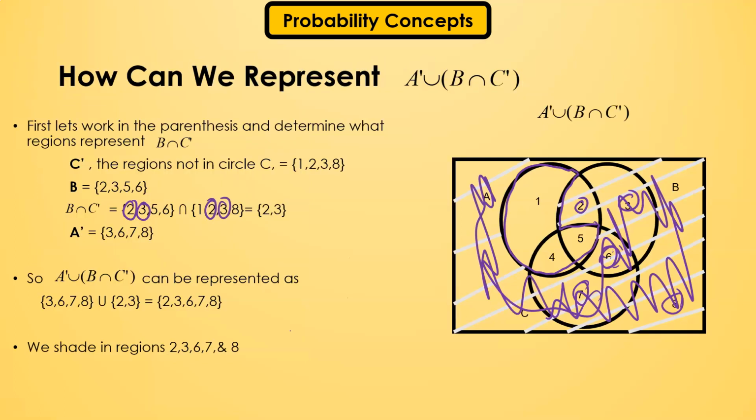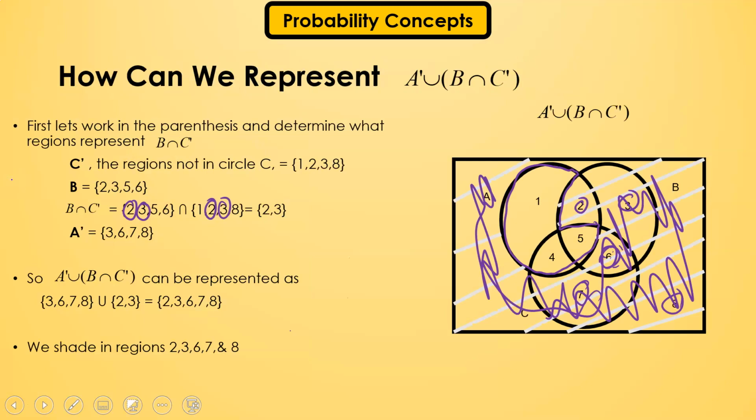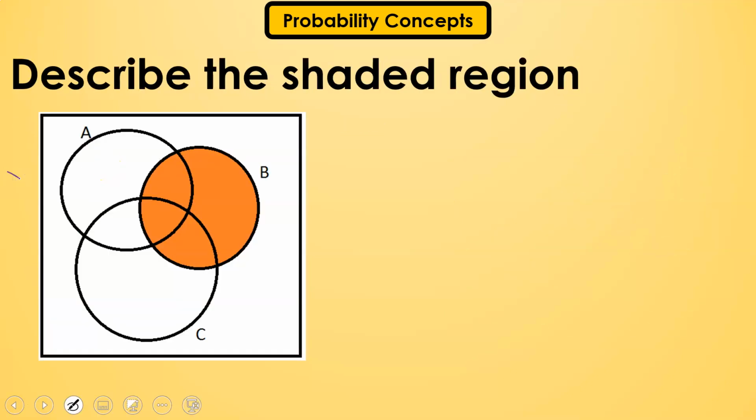Okay, and so that's basically it. You may have to go back and go through that video a number of times, but it's exactly the same process as before. There's just more regions and more things to look at. So the other thing that it's sometimes asked to do is describing the shaded region. So let's take a look at these. An easy way to think about it is to number all the sections.